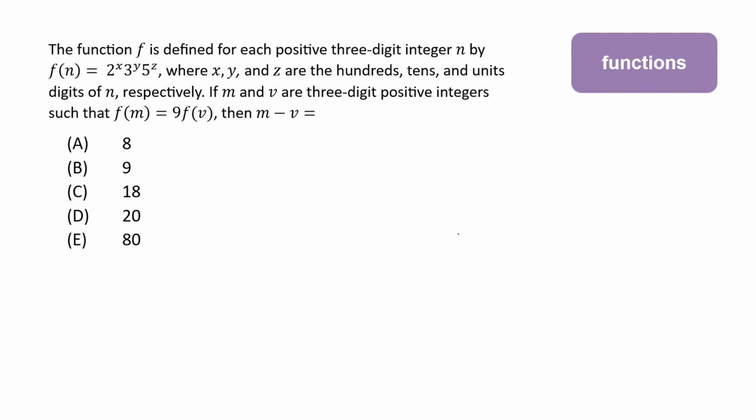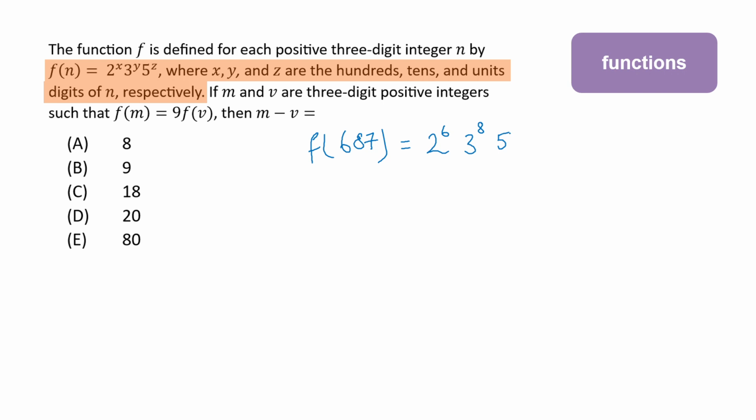We've got a funny function here. If we put a 3-digit number, n, into the box, what comes out? 2 to the power x multiplied by 3 to the y multiplied by 5 to the z. Well, that's pretty confusing. So I'm going to pick an example to help myself understand it. If I pick any 3-digit number, let's call it 687, and I put that into the function box, I can see that I'm going to get 2 to the power of 6, 3 to the power of 8, and then 5 to the power of 7.